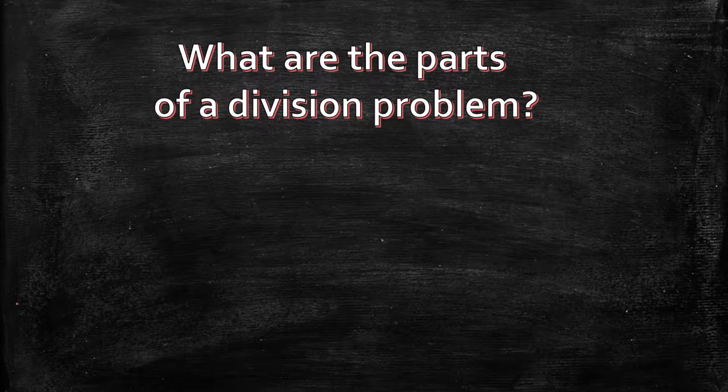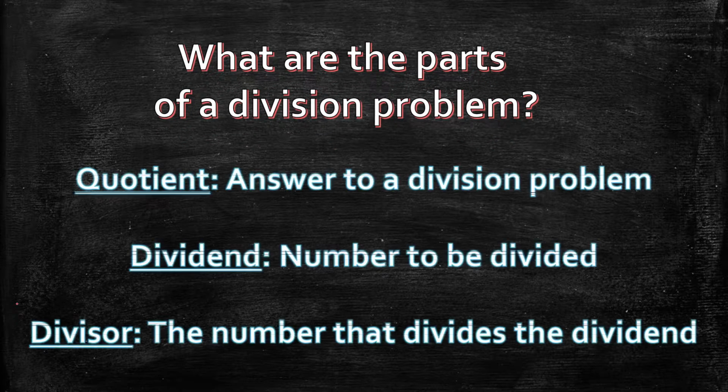Now, division has multiple parts, but what are the parts of a division problem? Quotient is the answer to a division problem. Dividend is the number to be divided. And divisor is the number that divides the dividend.